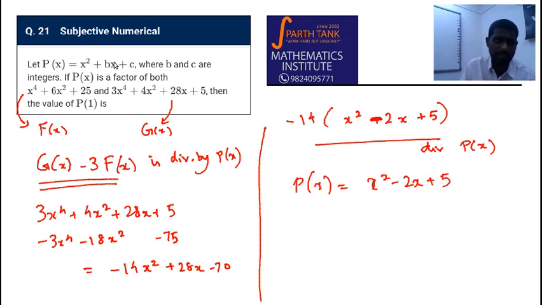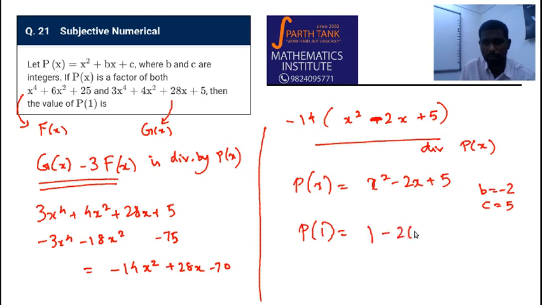So we see b and c are minus 2 and 5. Okay. Now the question is, what is the value of p of 1? Nothing but 1 minus 2 into 1 plus 5, which is 4. So the answer of p of 1 is 4.